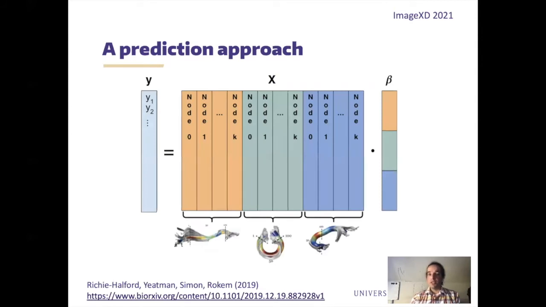Another approach to this is to take a prediction approach. In this approach, we lay out properties of different individuals. For example, here, let's say Y1 represents the age of the first individual, Y2 may represent the age of the second individual, and we try to fit a linear model to the diffusion data. We solve for beta here to find the best combination of track properties that best predicts the age of every individual. And so each row in this big X matrix here, each row represents a single individual, and each column represents the physical properties, for example, FA in a particular node within a particular bundle.